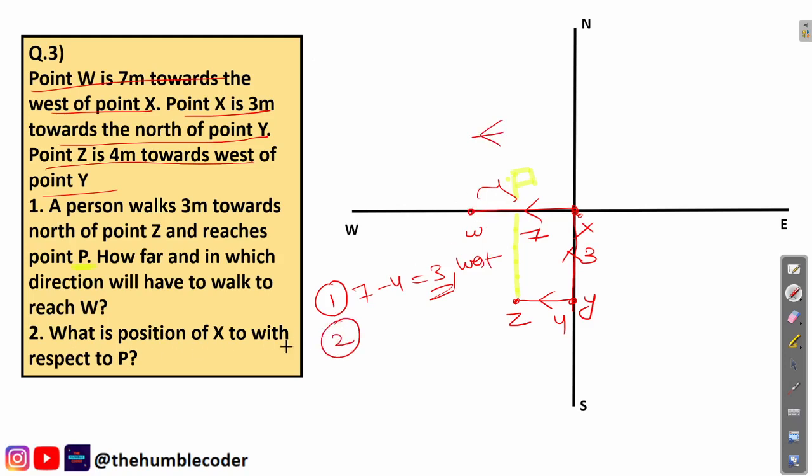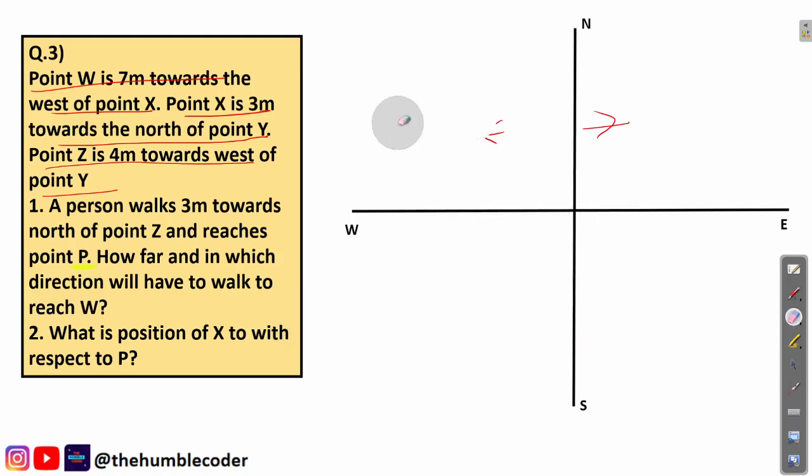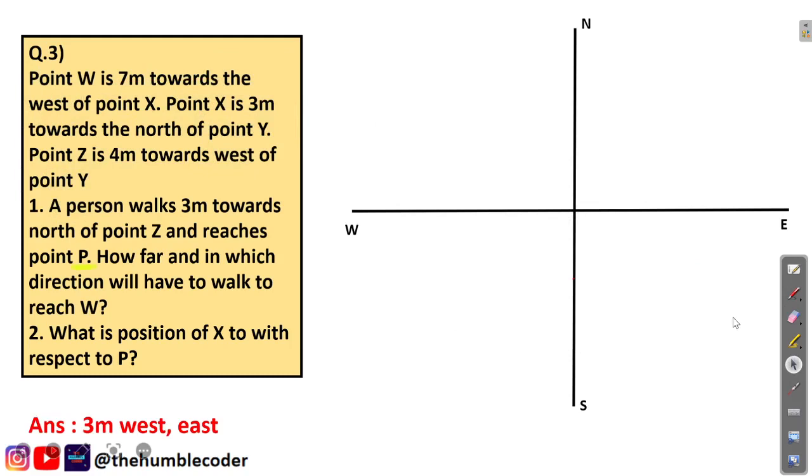Second question is, what is the position of X with respect to P? So X is here and our point P is here. So the position of X with respect to P is east direction, that is this direction, right? So in this way you have to solve these two questions. Once you have practiced this, there is no problem, the important concept is practicing only. Moving on to the next question now.